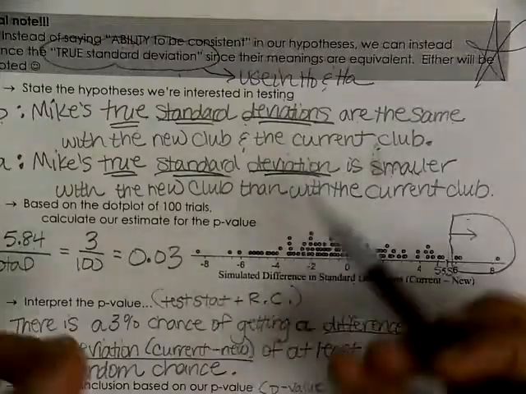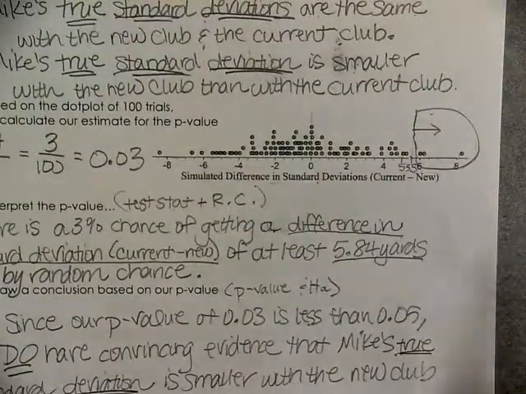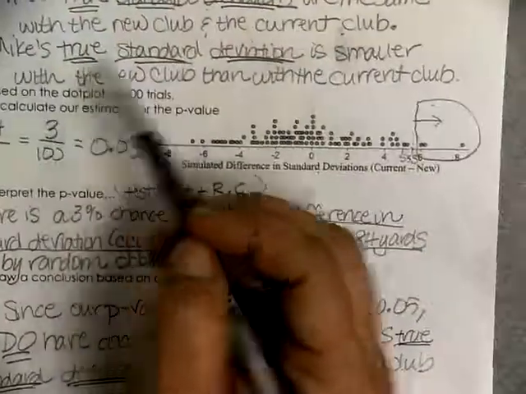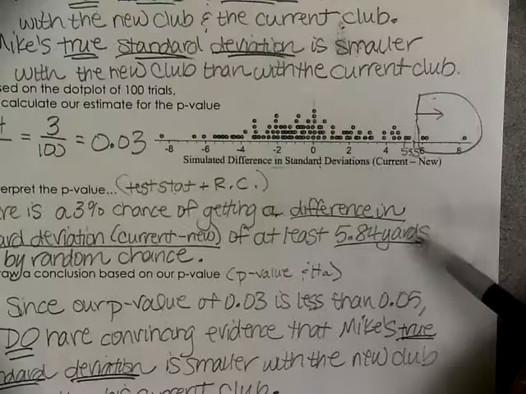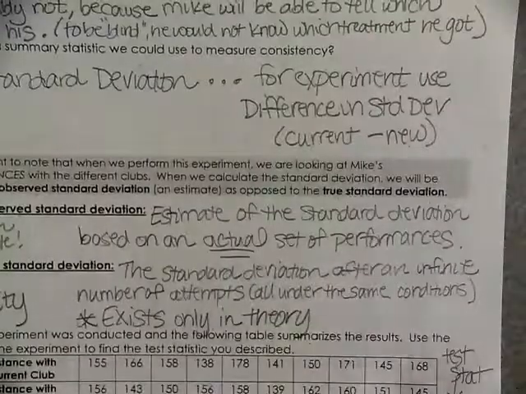And again, we don't know if this is true. This is just a simulation, and so we're just hypothesizing about this true standard deviation. But it looks like we have evidence that Mike's true standard deviation is smaller with the new club than with the current. I guess that's it.